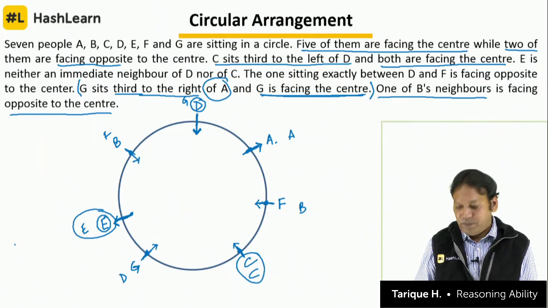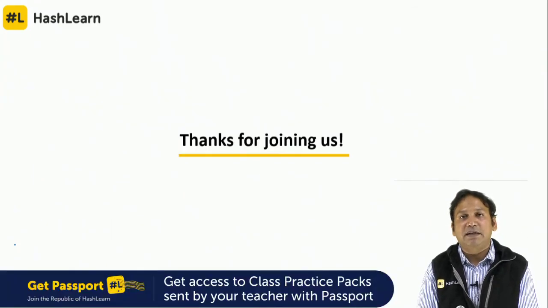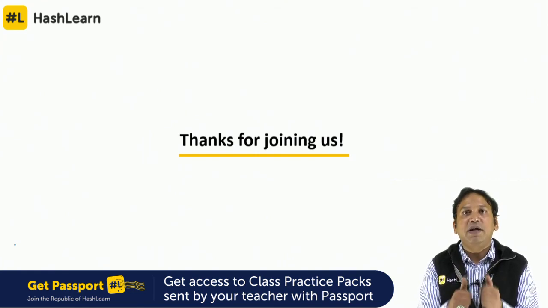Alright. So today we have discussed the basic and average type questions from circular seating arrangement, the concept of when they are facing towards the center or away from the center, and how we start solving the questions. Clear? So now it is time for the class CPP, that is the class practice pack, and there are 10 questions from circular arrangement that you can solve to test your understanding of this topic. Those who have passport access can start solving the questions now. The question which most of you get wrong, I will be discussing in my next session. So best of luck to you and thank you.